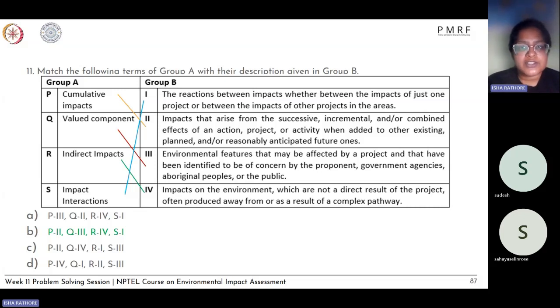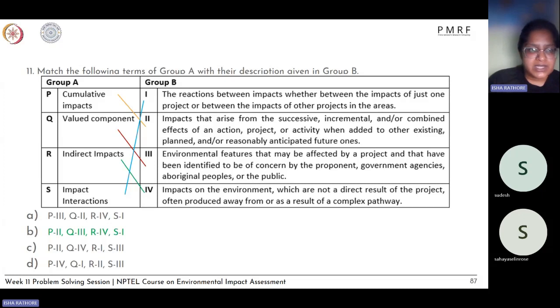And then impact interactions are the reactions between impacts, whether between the impacts of just one project or between the impacts of other projects in the area. So S matches with 1. So the correct answer is B, that is P matches with 2, Q matches with 3, R matches with 4, and S matches with 1.